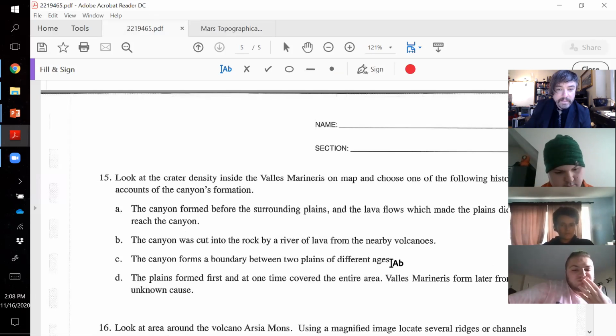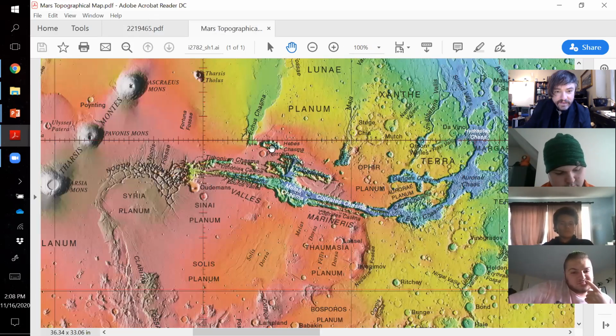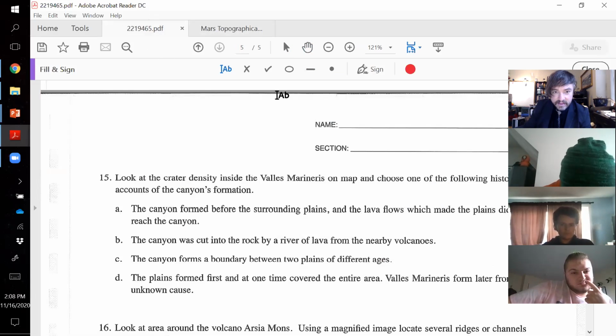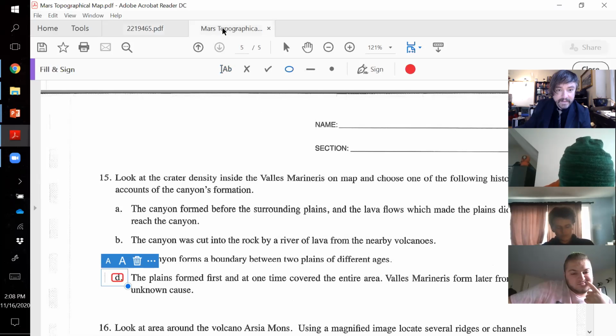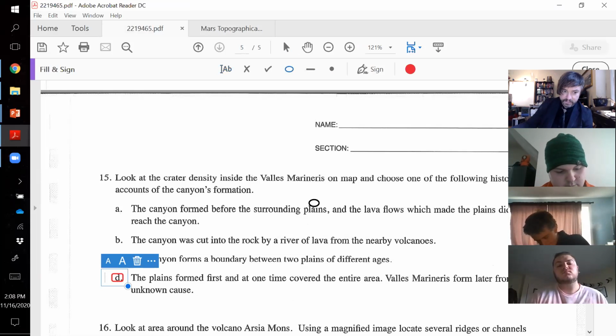As for the canyon forming a boundary between plains of different ages, you can clearly see that there's red stuff here and red stuff there that was once connected. Honestly, guys, I think the best answer is D. Those plains were there at one time, and then the canyon kind of ripped through them, and that's why it's so young.